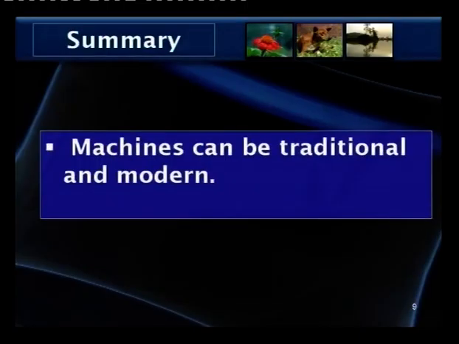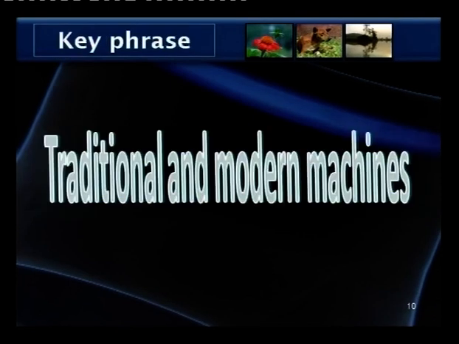Summary for today's lesson. Machines can be traditional and modern. And our key phrase for today's lesson is traditional and modern machines.